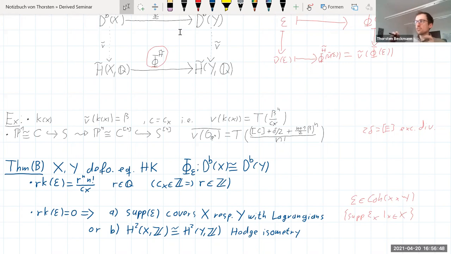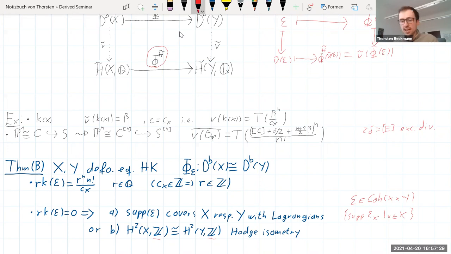So the fact that we can squeeze so much information of the hyperkähler manifold into the extended Mukai lattice means that, since we had three cases, we have three degrees in the extended Mukai lattice. Either we have something which has non-zero rank, or, if the rank is zero, both sides are covered by Lagrangians. Or in the other case, which is extremely interesting for hyperkähler varieties, the second integral cohomology must be Hodge isometric. And here I really want to stress the Z: that is not over Q, but really over Z. And so these are the cases we have.